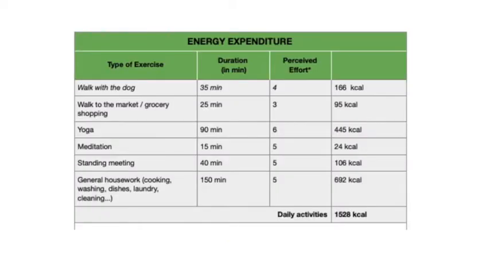These are my numbers. So here you can see the activities I did, the amount of time I did them, how much effort I sensed I was using in each one of the activities, and finally the number of calories I spent in each one of them.